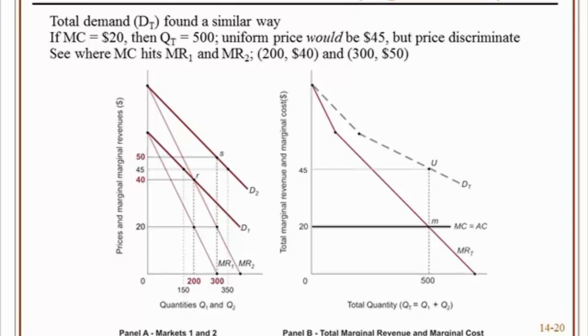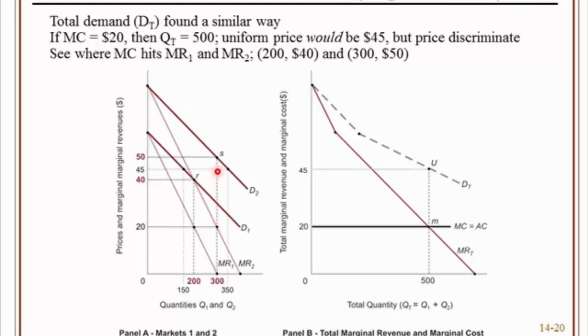And so I just see, where does that $20 marginal cost hit the marginal revenue 1 and the marginal revenue 2 lines? So for market 1, at the $20 marginal cost, I see that it hits my MR1 line at 200 units. So I know I want to sell 200 units in market 1. And I can follow that up and see that that's associated with selling at a $40 price in market 1. The $20 marginal cost hits the marginal revenue in market 2 curve at 300 units. So I want to sell 300 of those units in market 2.